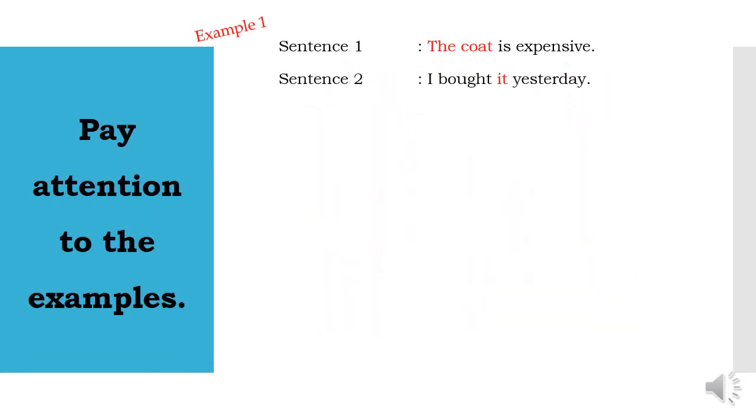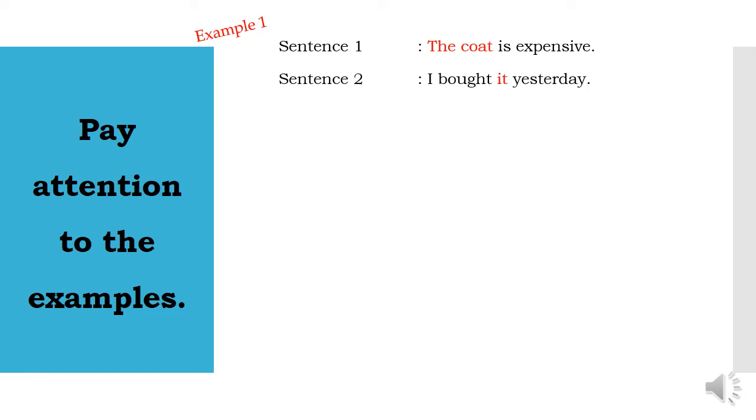Well, please pay attention to the example. Look at the first example. In the first example, there are two sentences. The first sentence says, "The coat is expensive." The second sentence says, "I bought it yesterday." I want you to find the similarity, or the same thing, from each sentence. What is it? Yeah, the same thing from each sentence can be found on the word with red color.